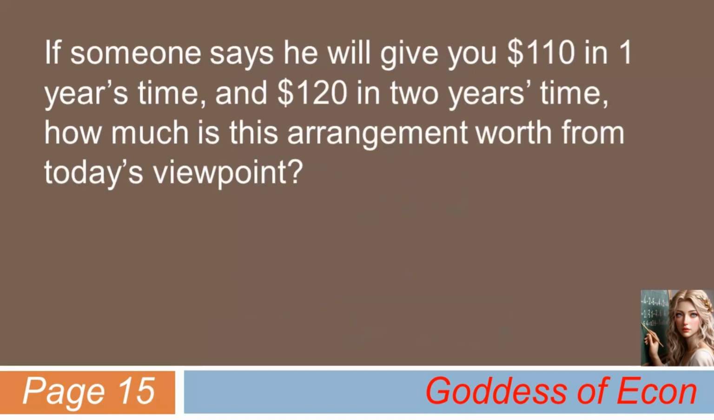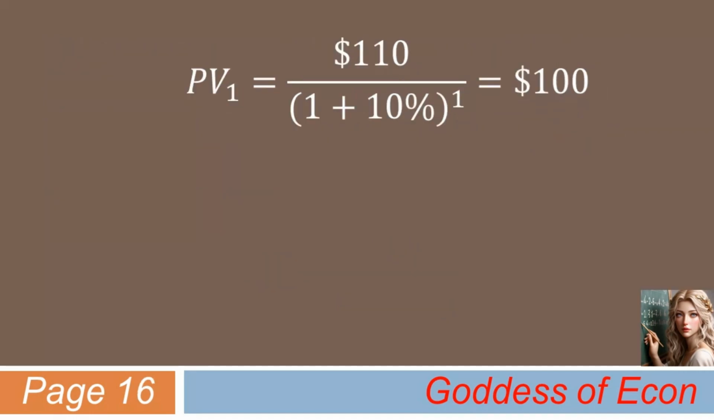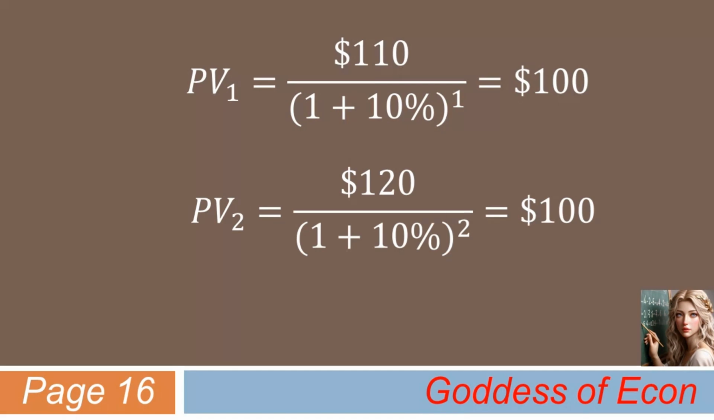If someone says he will give you $110 in 1 year's time, and $120 in 2 years' time, how much is this arrangement worth from today's viewpoint? Well, all you need to solve this problem is the following PV equation. Simple, isn't it? Once you have FV, you can convert it to PV using this equation. Now let's try that. First, $110 in 1 year's time is worth exactly $100 from the standpoint of today. Secondly, $120 in 2 years' time is also worth exactly $100 from today's standpoint, as the interest rate is 10% per annum. So the total present value of future cash flows turn out to be $200.